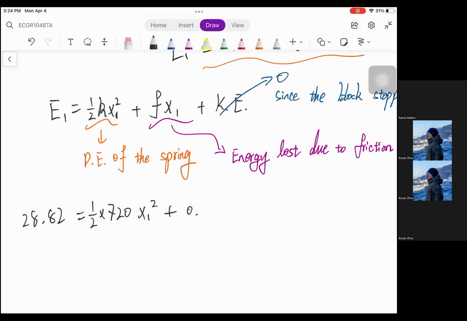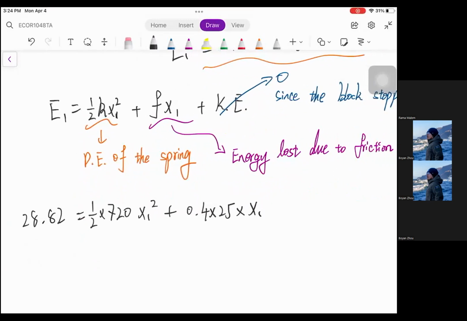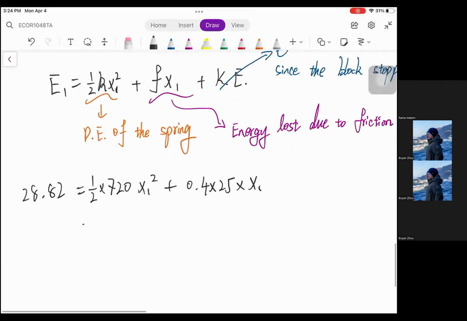F is equal to 0.4 times 25 times x1. So here's another quadratic equation. I'm just going to use the formula to solve that again, and then we can solve for x1. So it's supposed to be equal to 0.269 feet. Let me check my calculation. Yeah, that should be the value.